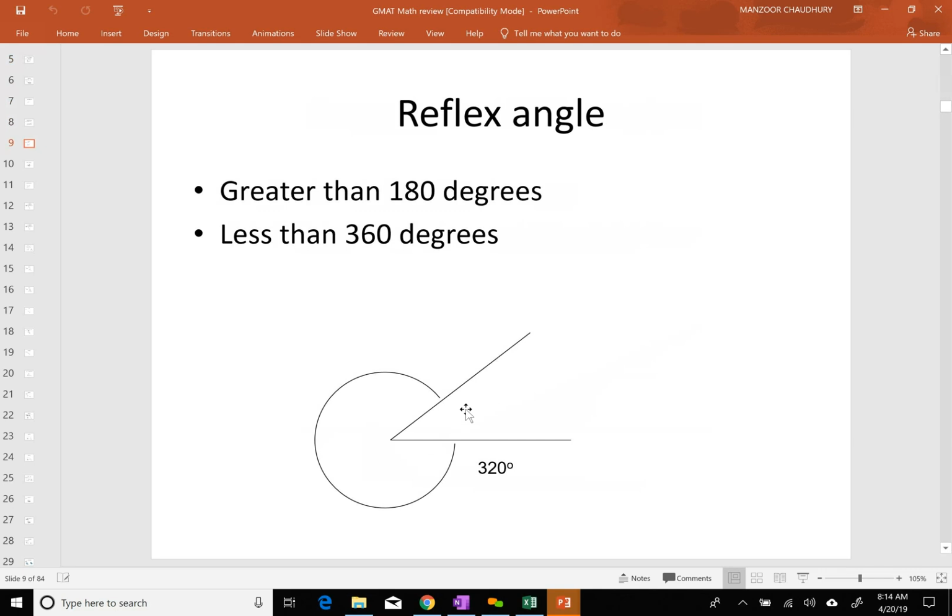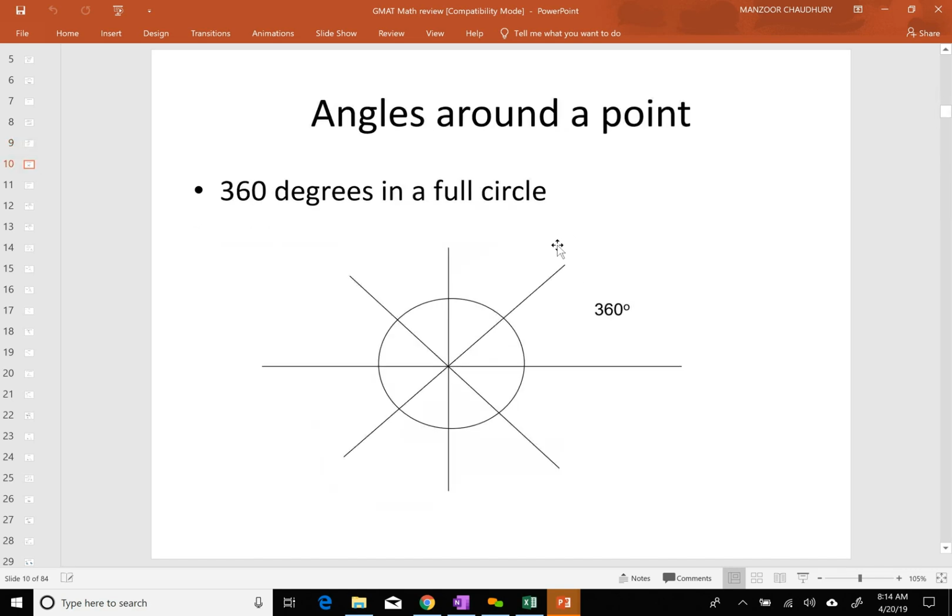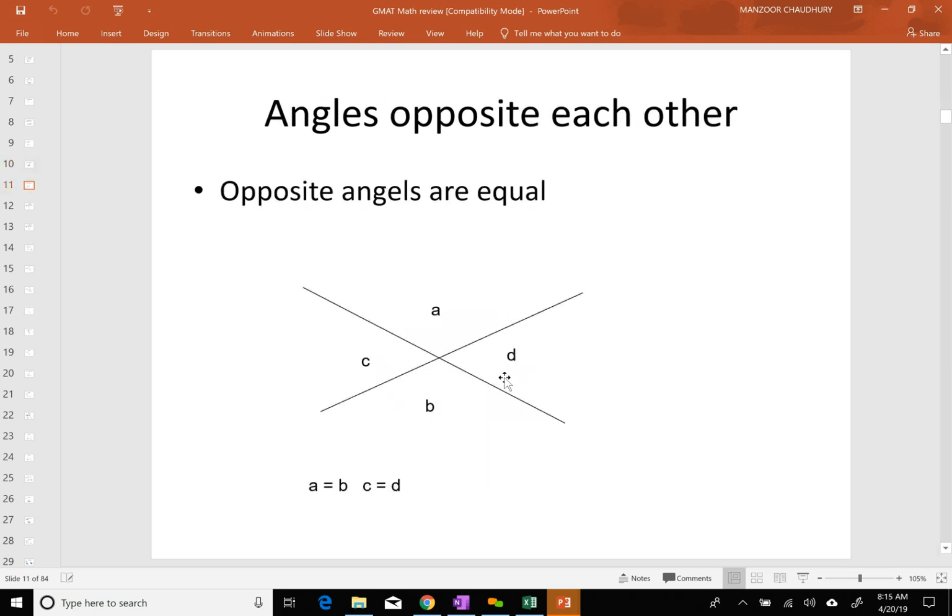Reflex angle is not that important, but it's easy to know. If it's a little bit more than 180 degrees, between 180 and 360, it's called a reflex angle. If you go all the way around a point and come back to the same point, it's 360 degrees. Sometimes people say, "I changed my life around 360 degrees." That's completely wrong, because you're back to the same place. You should say 180, which means you just turn around.